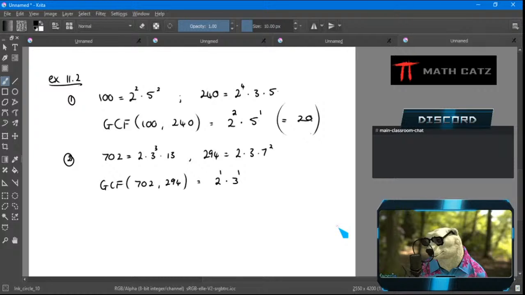All right, are there any questions at this time? Now remember, you can write your answer as 6, but I always want to see the detail to help verify that you know how the prime factorizations are used to construct and build that GCF answer.